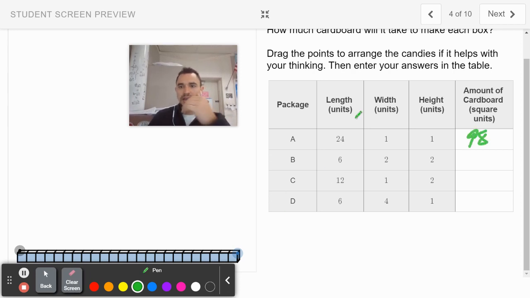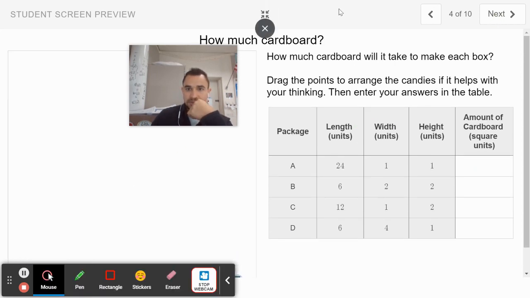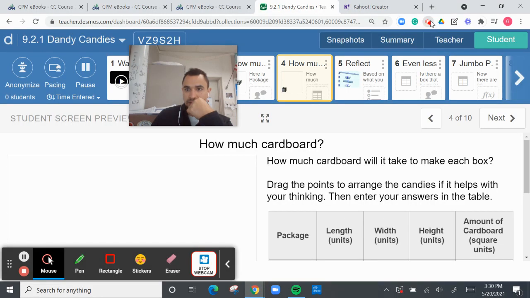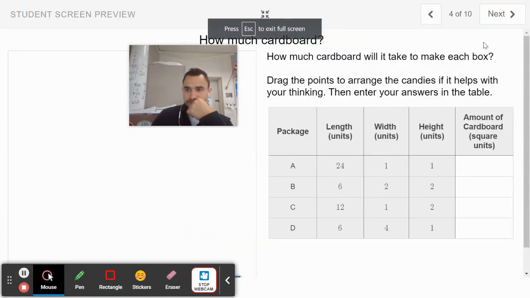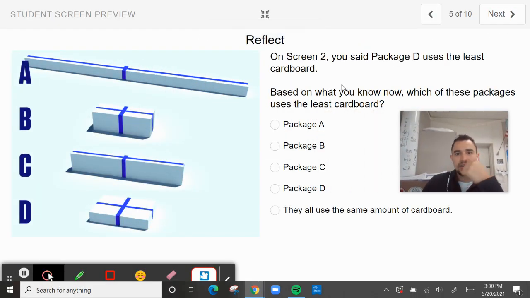All right. We're going to move on. That's just kind of how we run down the surface area. I don't want to take too much time, but let me just see where we're at. 14 minutes, not too bad. Let's keep going. Next is on the screen too. You said package G uses the least cardboard. Based on what you know now, which of these packages uses the least cardboard?